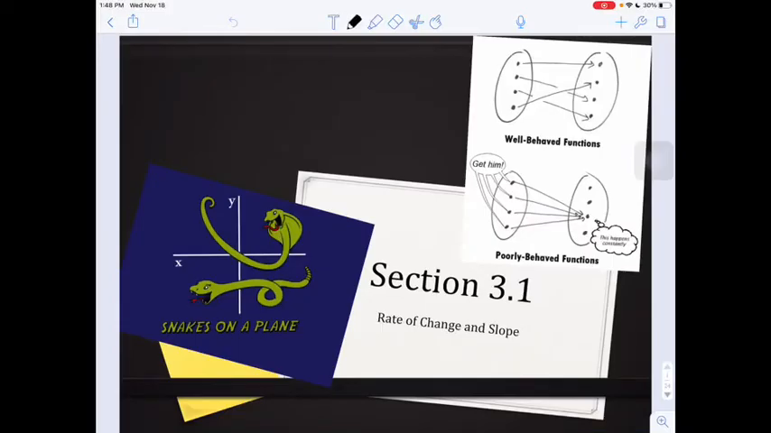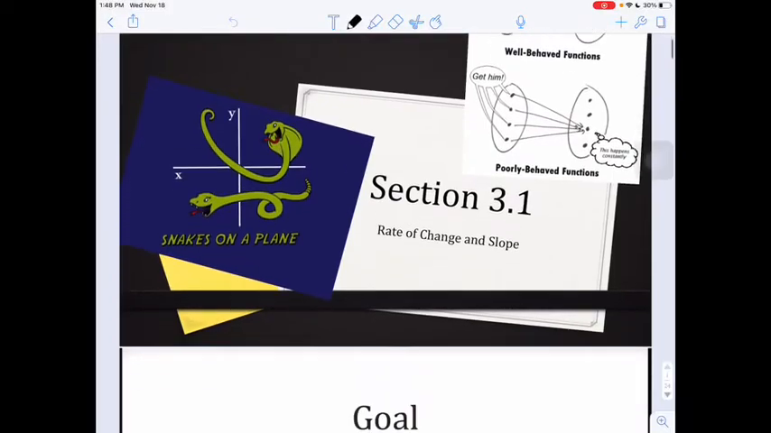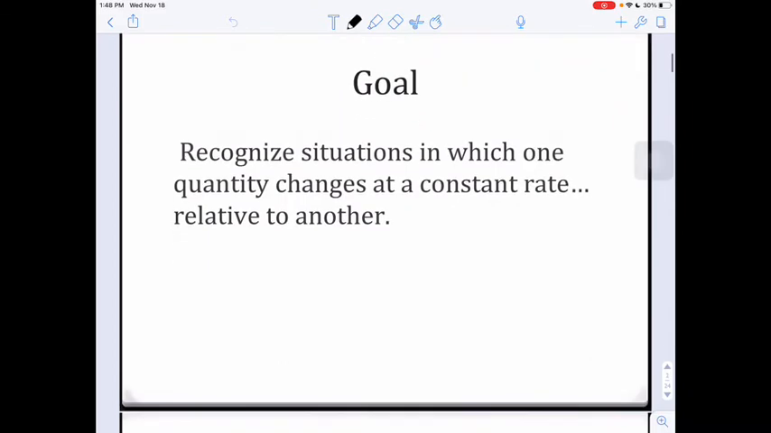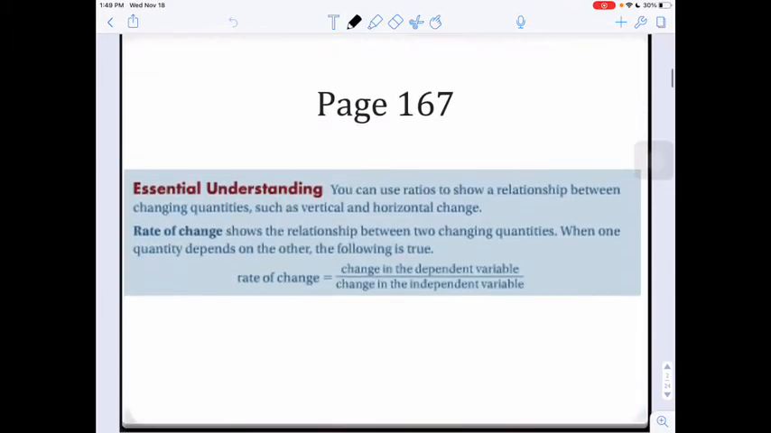Section 3.1 is rate of change and slope. The goal is to recognize situations in which one quantity changes at a constant rate relative to another. On page 167, we have: you can use ratios to show a relationship between changing quantities such as vertical and horizontal change. Rate of change shows the relationship between two changing quantities.